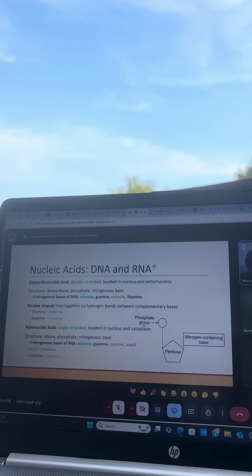RNA. What is the sugar in RNA? Ribose sugar. What are the nitrogen bases in RNA? Adenine, guanine, cytosine, and uracil. Yes. So you are going to replace thymine with uracil. So if you see uracil, that means this strand is an RNA strand.